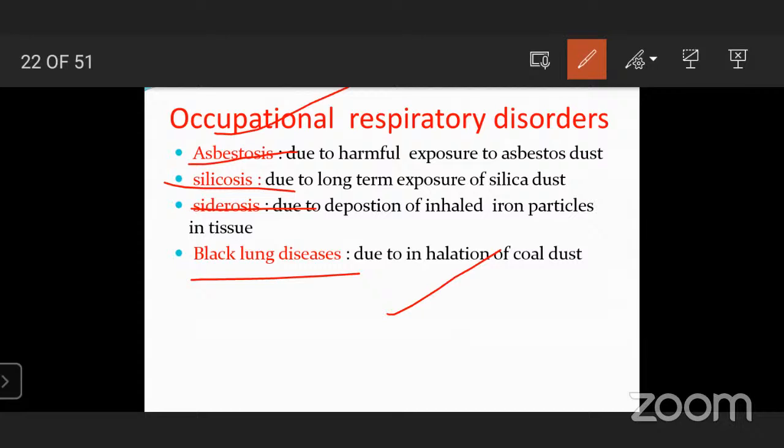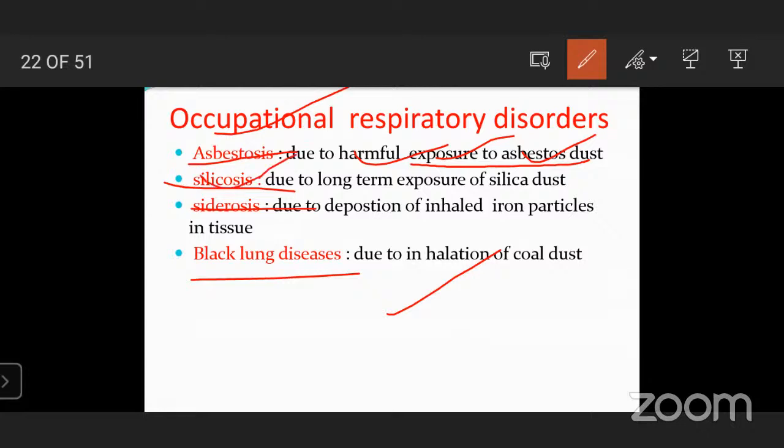What is asbestosis and silicosis? They are given in the 2 marks question, right? In the IPE level, right? Asbestosis: due to harmful exposure to asbestos dust, that is called asbestosis.